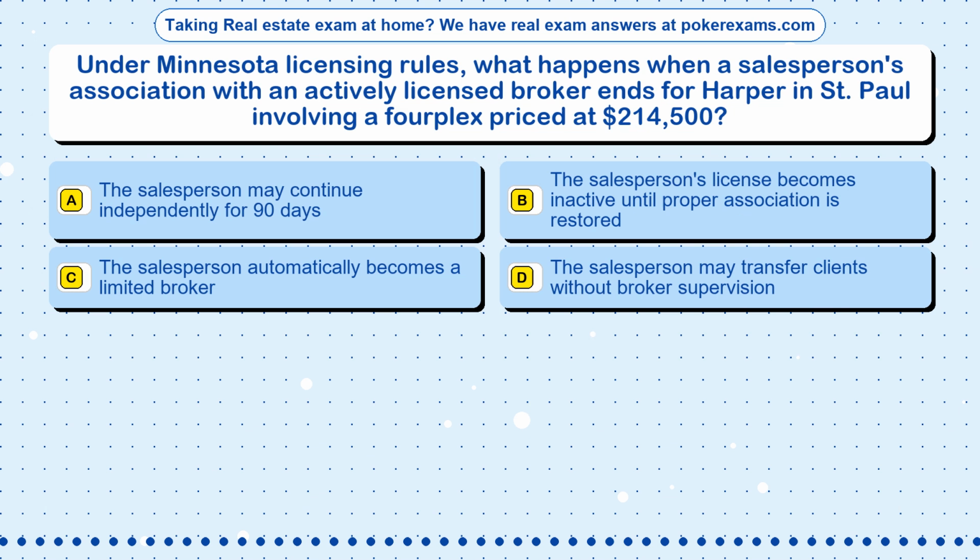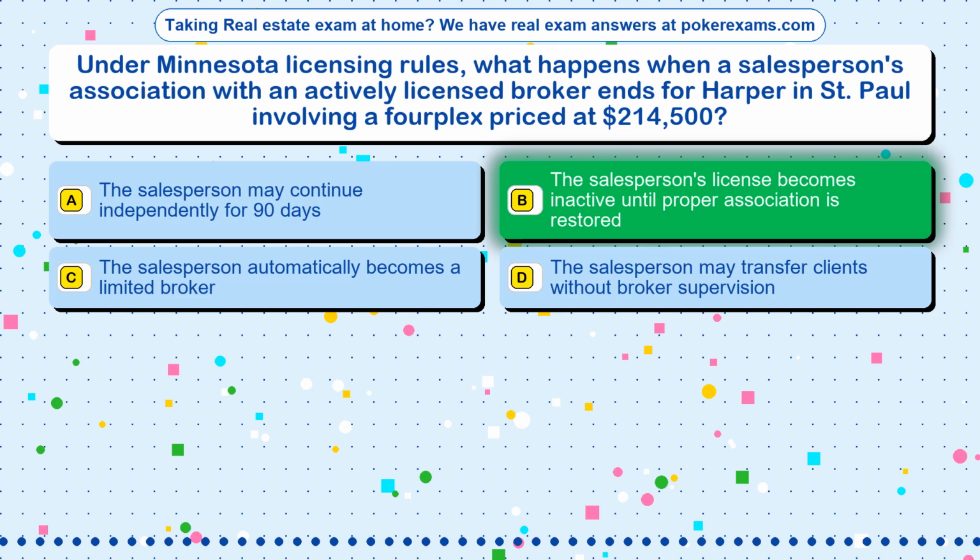Question 22. Under Minnesota licensing rules, what happens when a salesperson's association with an actively licensed broker ends for Harper & St. Paul involving a fourplex priced at $214,500? Option A. The salesperson may continue independently for 90 days. Option B. The salesperson's license becomes inactive until proper association is restored. Option C. The salesperson automatically becomes a limited broker. Option D. The salesperson may transfer clients without broker supervision.